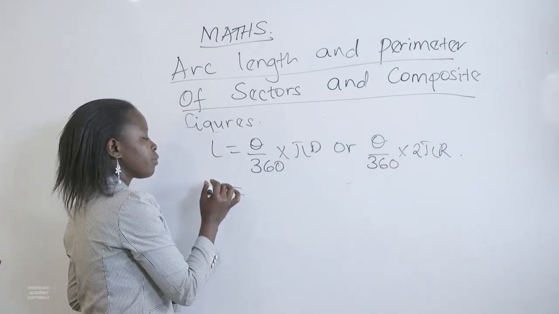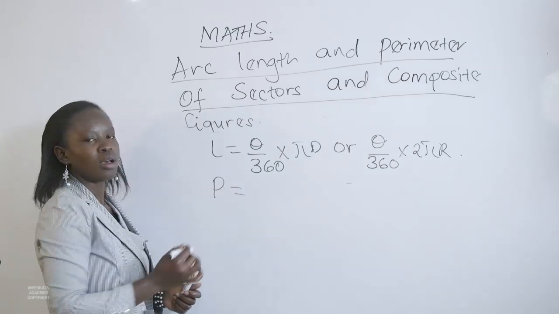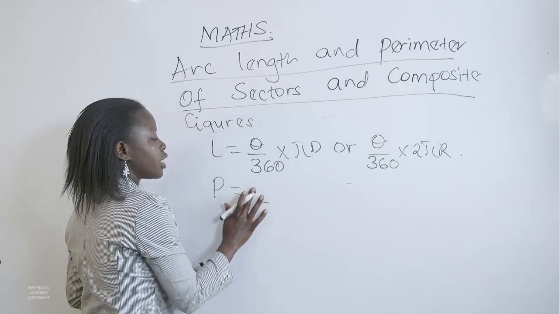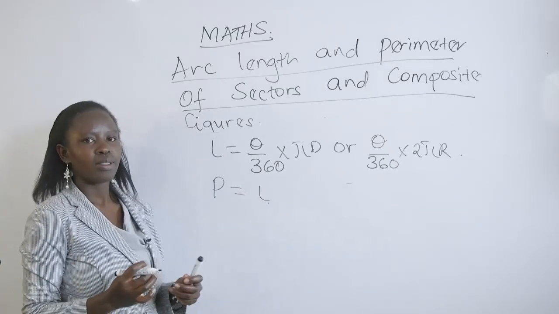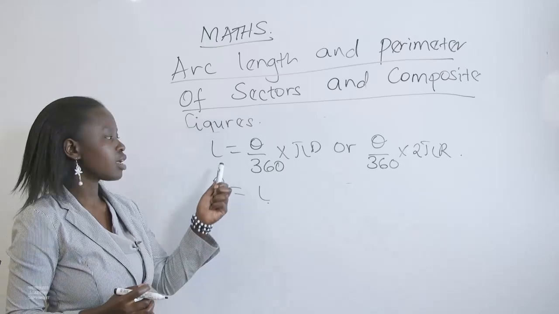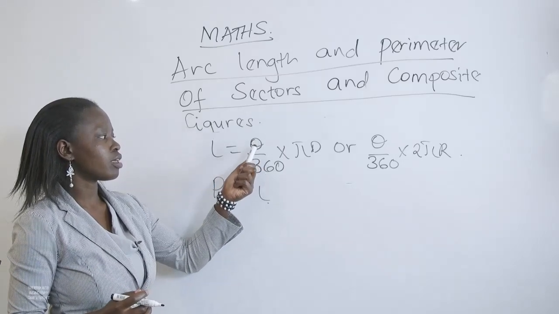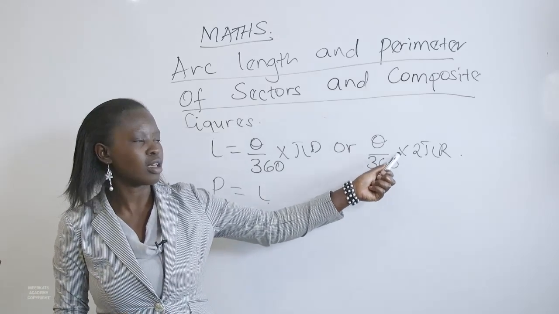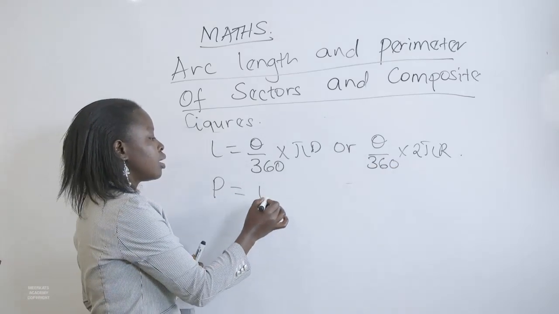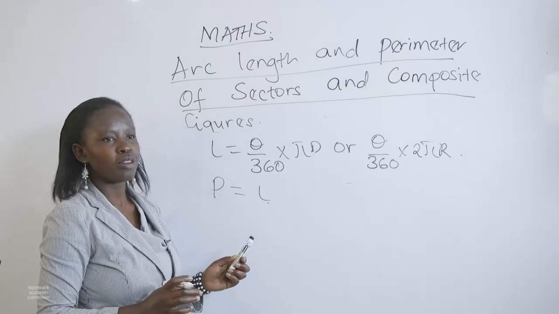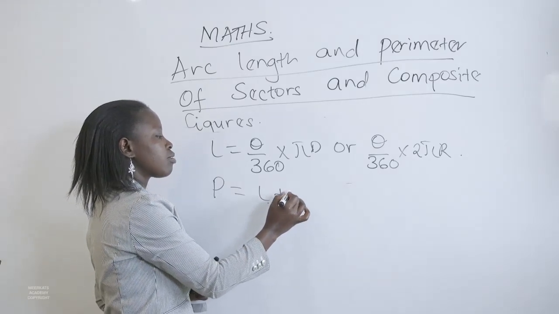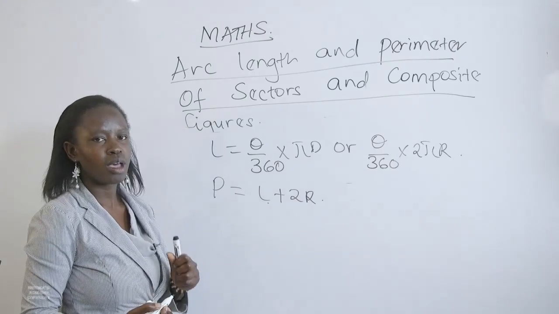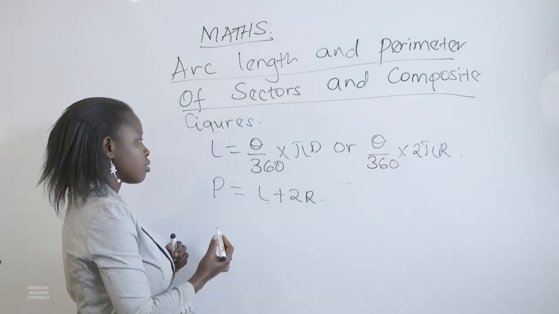The perimeter of a sector is obtained by the length of the given arc, keeping in mind that the length of the arc is obtained by theta over 360 times pi d, or theta over 360 times 2 pi r. Then we have perimeter will be obtained by length of arc plus 2r, where r refers to the radius.